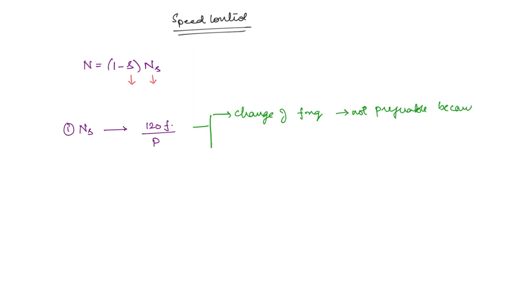because the supply frequency is fixed. What is the other kind of change? You can change the number of poles.